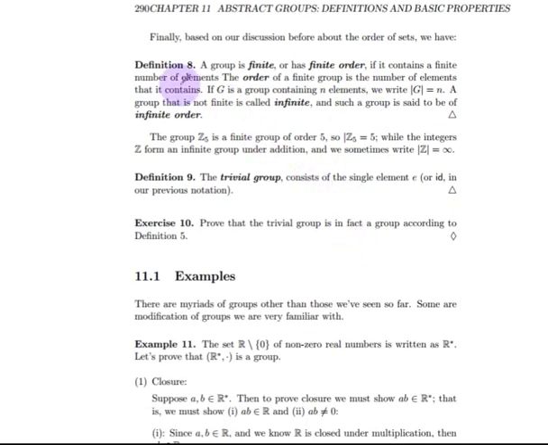Now, of course, a group can have infinitely or finitely many elements. For instance, the integers have infinitely many elements, but Z5, say for instance, has only a finite number of elements. So that's the distinction between the two groups.